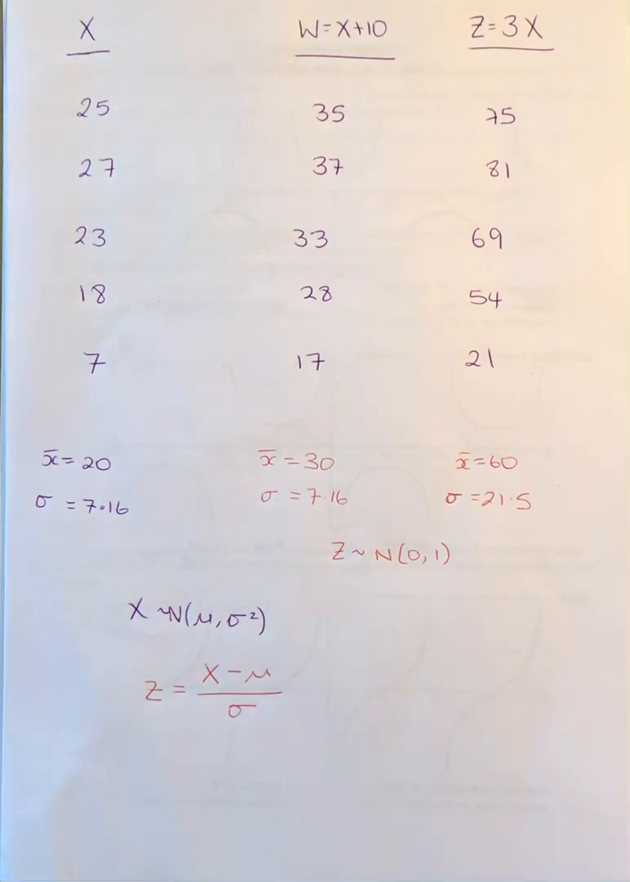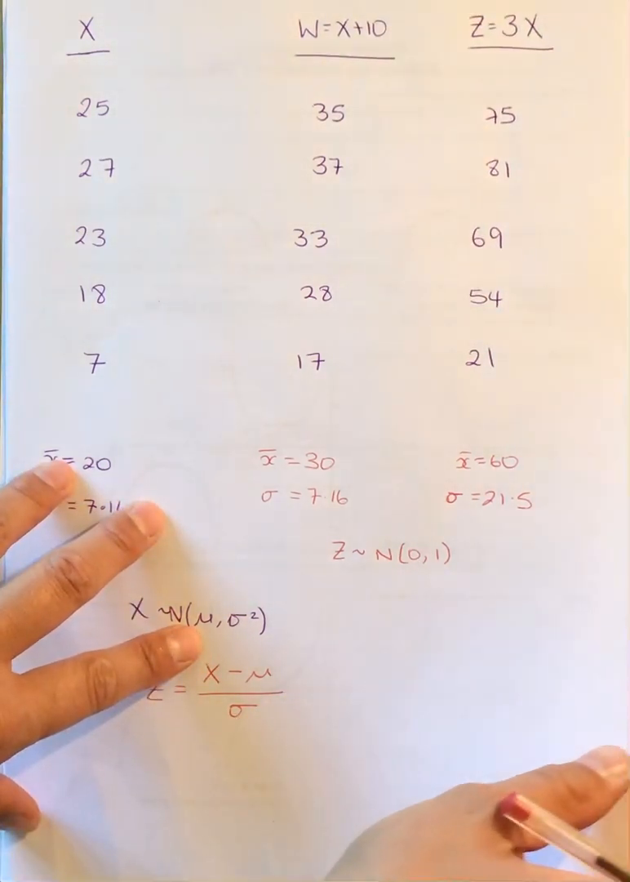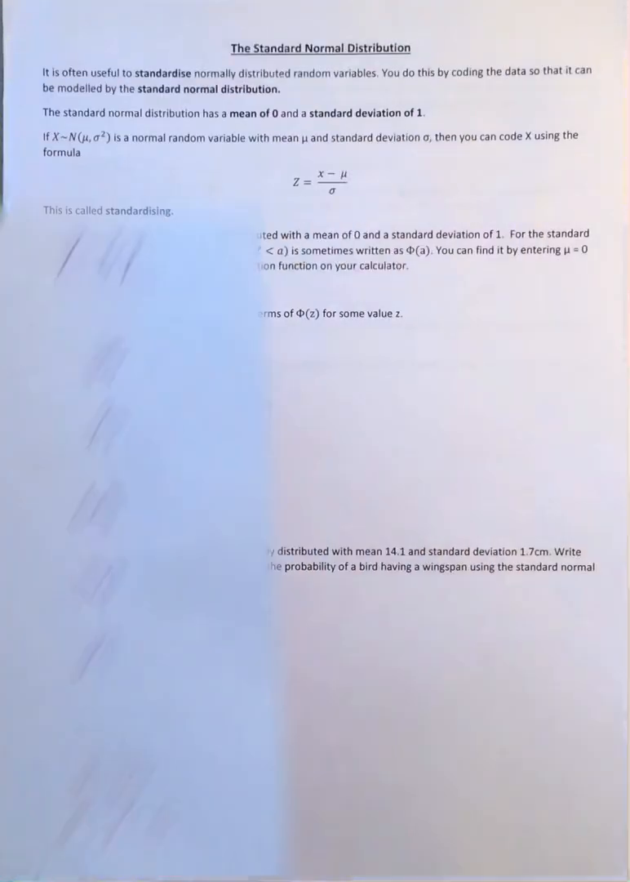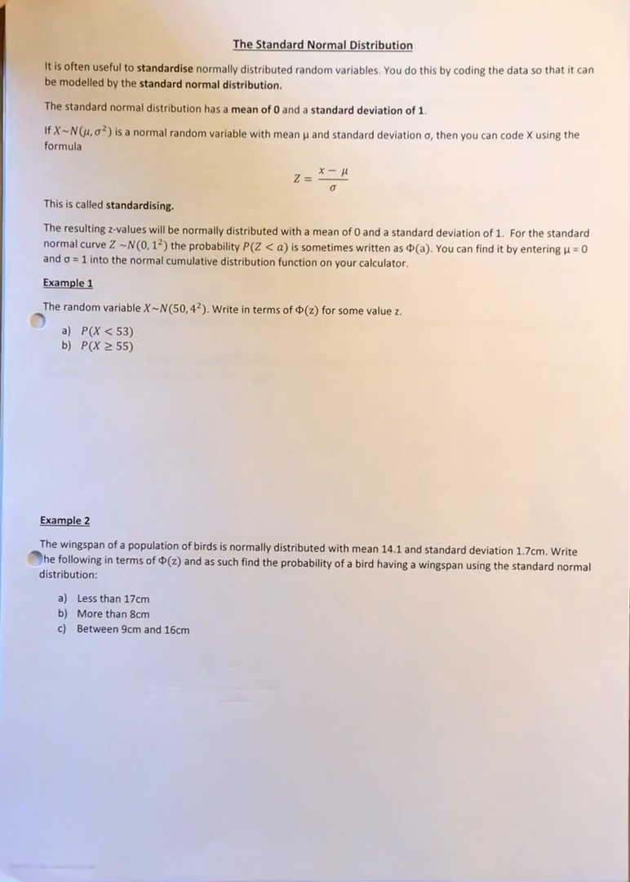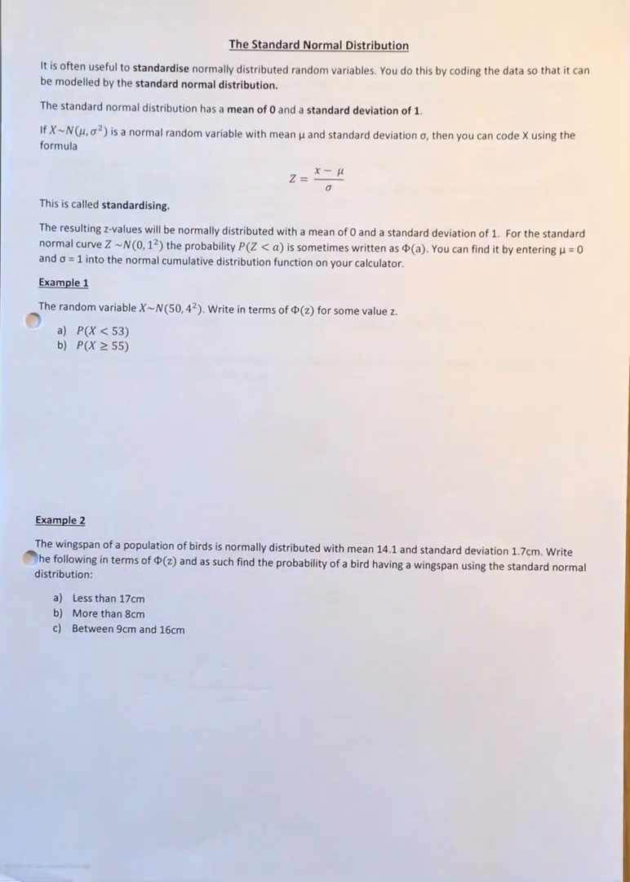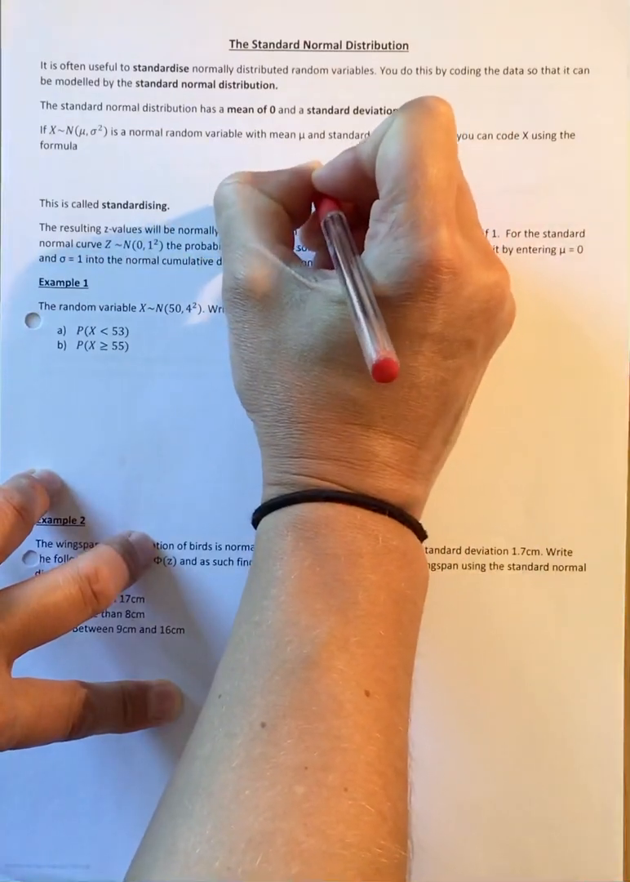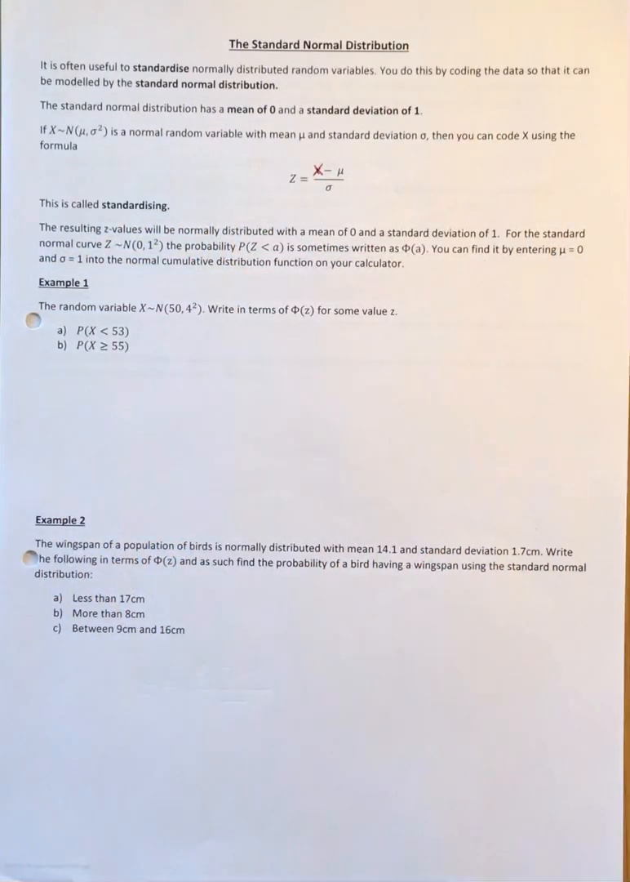So this is called standardizing. I'm coding the data to give me the mean and the standard deviation required to make it a standard normal distribution. This is explained to us in the notes for this lesson. It's often useful to standardise normally distributed random variables by coding the data to get a mean of 0 and standard deviation of 1. And we do this using this. That should really be a capital X there. So all the values will now have a mean of 0 and a standard deviation of 1.